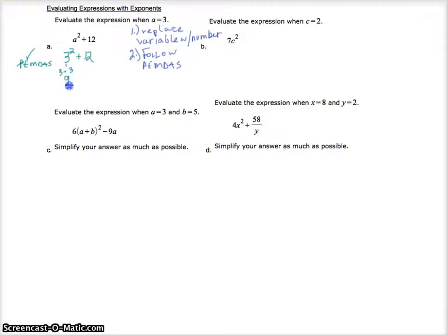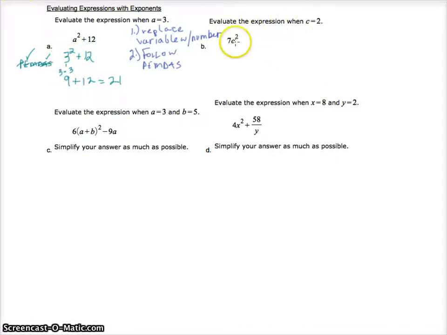So that is 9 plus 12. So my exponents are done. I don't have any multiply or divide, but I do have addition. 9 plus 12 equals 21. And that's my solution. So just remember when you have exponents that the little number up top doesn't mean 3 times 2, it means 3 times 3, so it times itself 2 times.